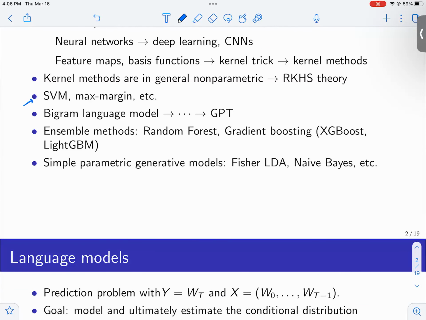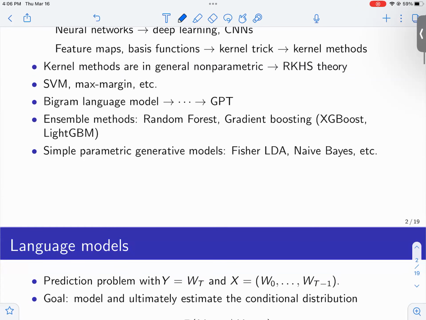SVMs are close relatives of logistic regression. Basically, if you change the logistic loss to hinge loss, you get the SVM, like soft SVM. There are better ways of motivating why you should do that, but they're very close. Bigram language models, GPT, that's what I'm hopefully going to talk about today.